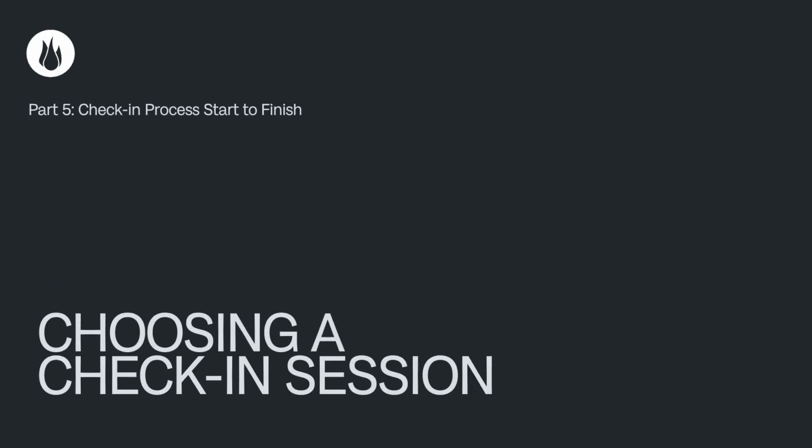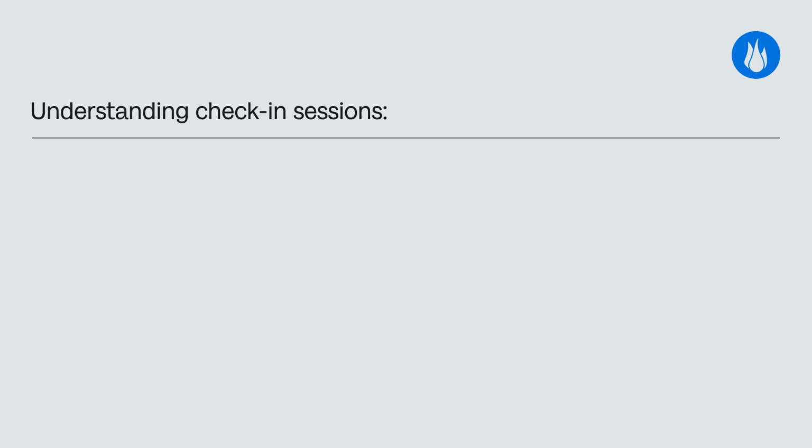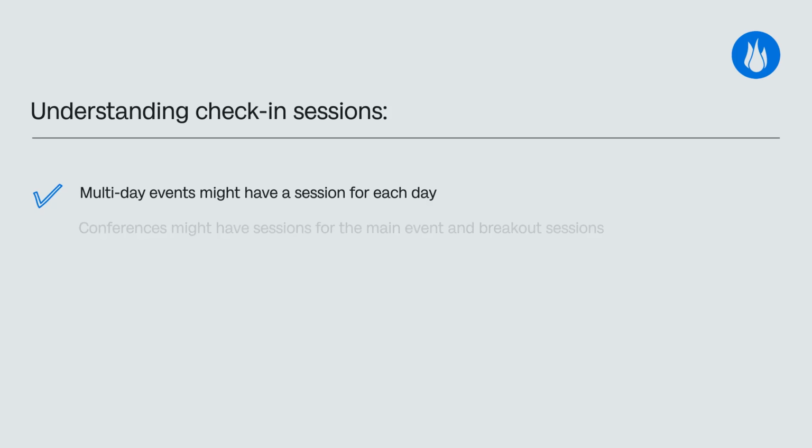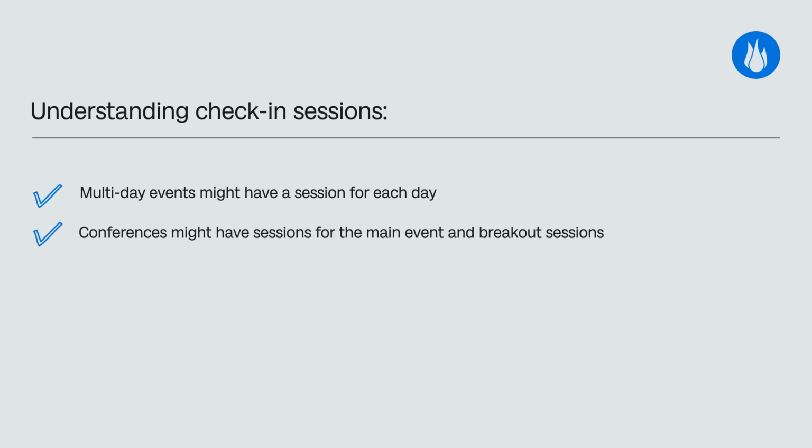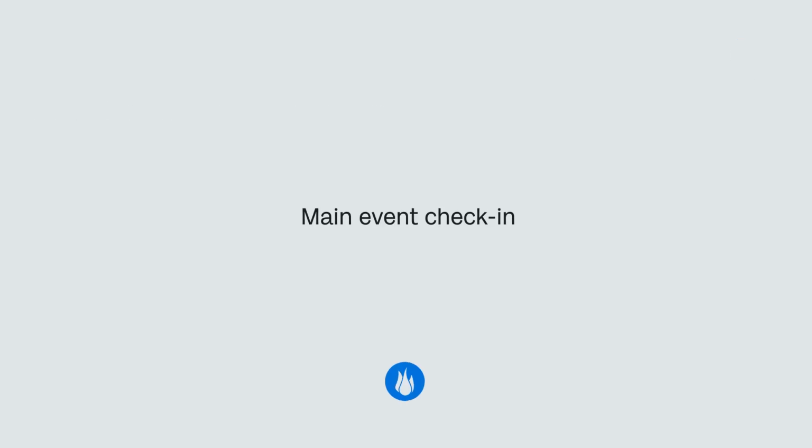Choosing a check-in session. Brushfire allows you to create multiple check-in sessions for different parts of your event. Let's look at how to select the appropriate session. Understanding check-in sessions. Check-in sessions help you track attendance for different parts of your event. For example, multi-day events might have a session for each day. Conferences might have sessions for the main event and breakout sessions. Festivals might have sessions for different attractions or venues. Every event automatically has a default session called Main Event Check-in, but you can create additional sessions based on your needs.